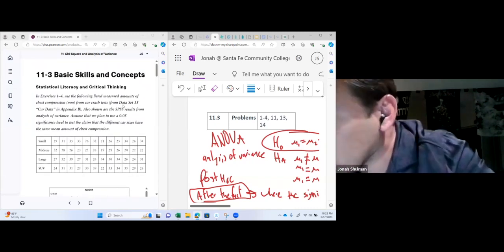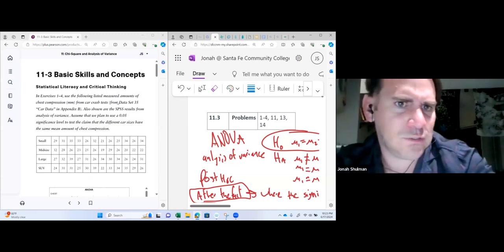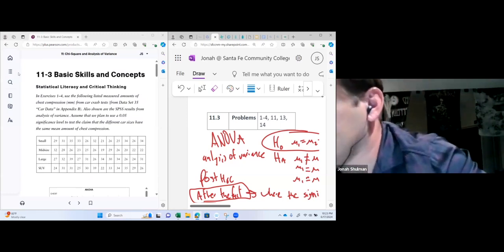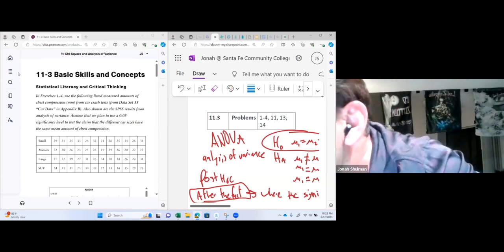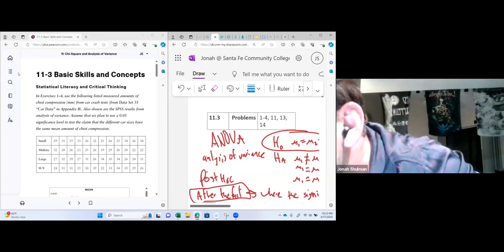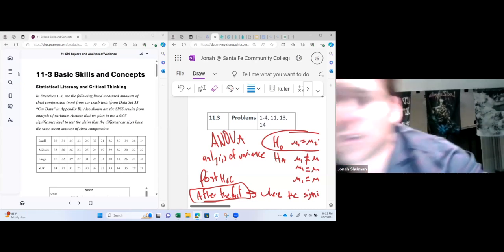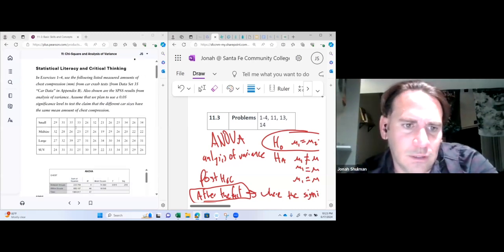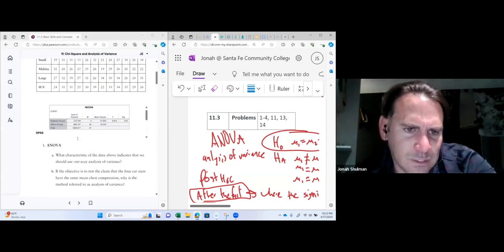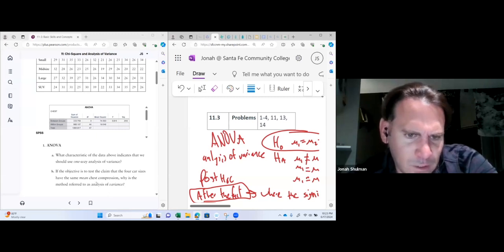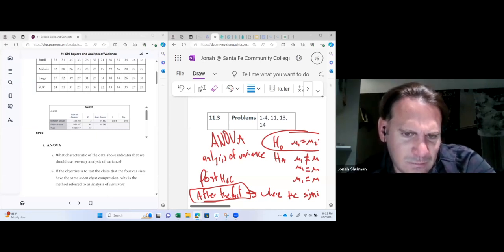Okay. One in the back doesn't match unless I'm crazy. They're talking about impressions. Well, guess what? I'm not worried about it, so I'm not going to be checking them. It's because we're using a one-way analysis of variance, because we only have one set of groups. The objective is to test that the four car sizes have the same mean chest compression.